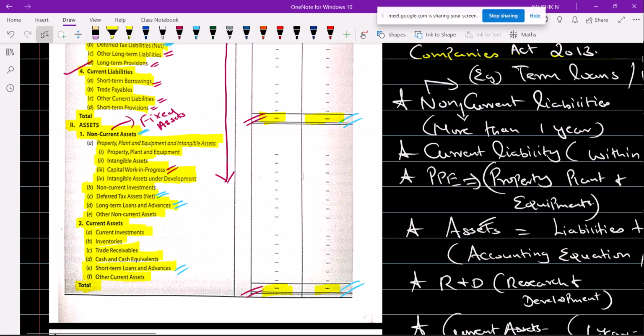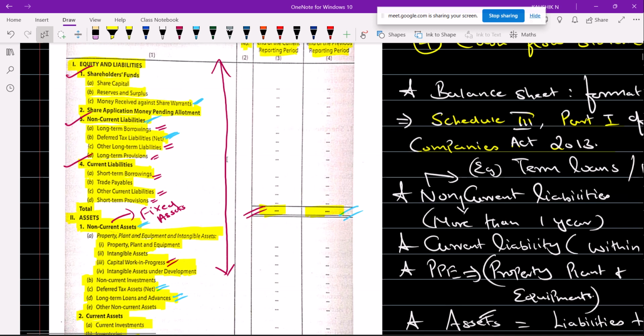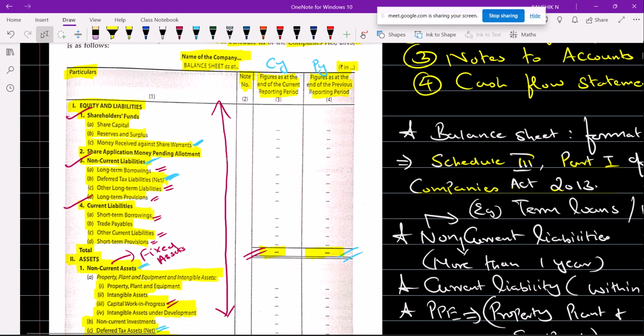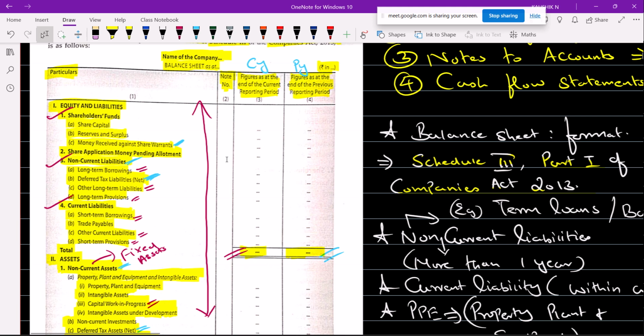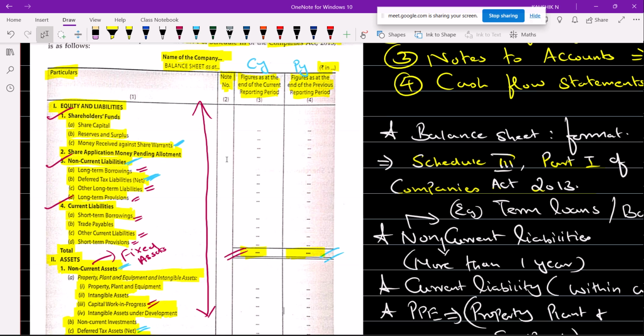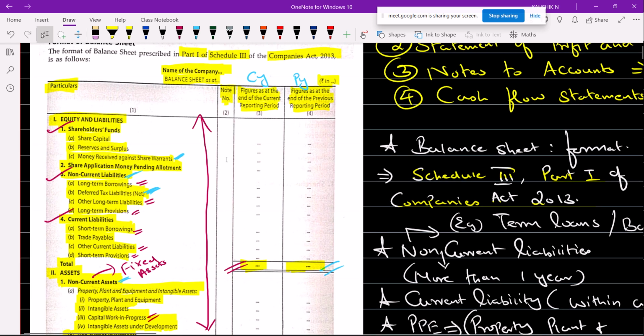So this is just the contents of your balance sheet. I want you all to take up the format of the balance sheet, how it will appear. Once you are done with your balance sheet, let me know. We'll switch over to your statement of P&L. Is it clear to you all? Yes, sir. So kindly make a note of this.